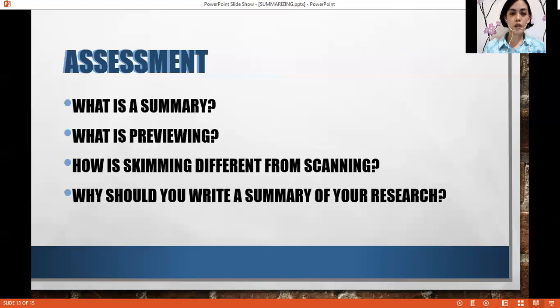Now we are in the assessment. So you have to answer these questions. First is, what is a summary? You still remember. What is previewing? Pre means before, so previewing. How is skimming different from scanning? And why should you write a summary of your research?